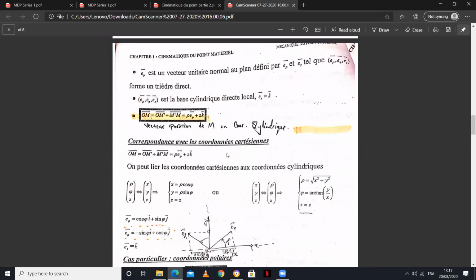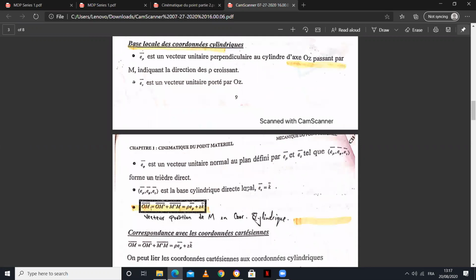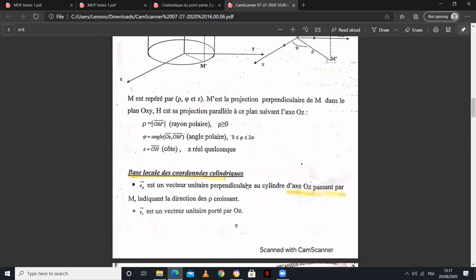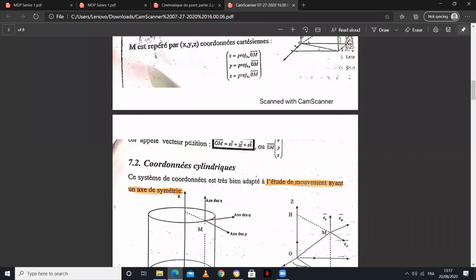Okay, we looked at this vector position. That's the first thing we were trying to find, the position of M in the repère we're dealing with. How we're going to get to M. This one, vector position. The vector position here is what? What's this term here on my left-hand side? OM. That's your vector position from the origin to the point M.